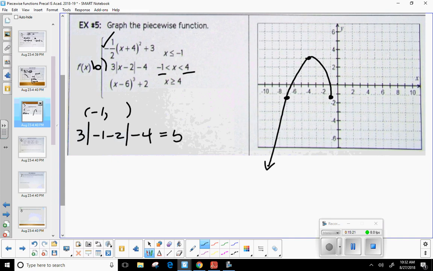All right, there we go. So I've got -1, 5. Now, what does the inequality tell me I should do with this point? Make it an open circle, because we don't have equality, right? So -1, 5, I'm going to put an open circle right there.